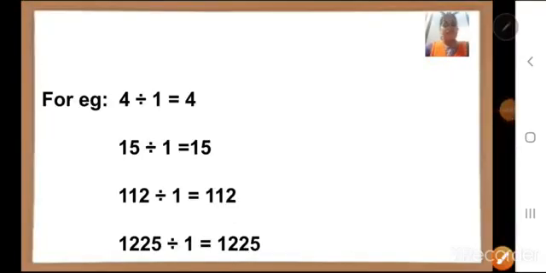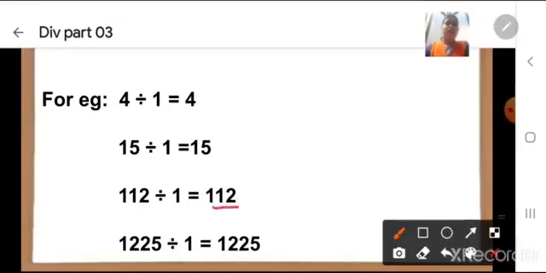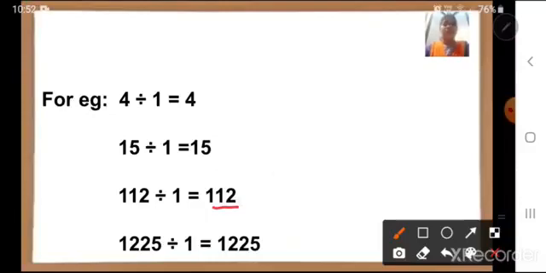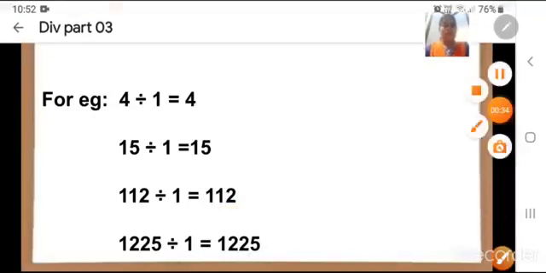Children, here are a few more examples. Based on the property, as 4 divided by 1 is equal to 4, so 15 divided by 1 is also equal to 15. Any number, 112 divided by 1, the answer will be 112. 1225 divided by 1 will also be 1225. The answer will also be the same. So these are the few examples.